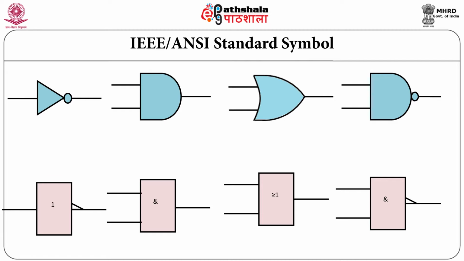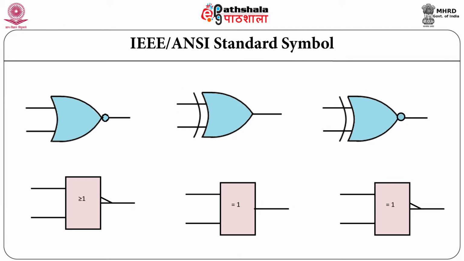The rectangular symbols for NAND and NOR gates are the same as the AND and OR gates respectively, with the addition of a polarity indicator on the output. This indicates the outputs are in active low states. XOR and XNOR gates have an equal to 1 symbol in the rectangular outline, which indicates one and only one input must be active to activate the output.